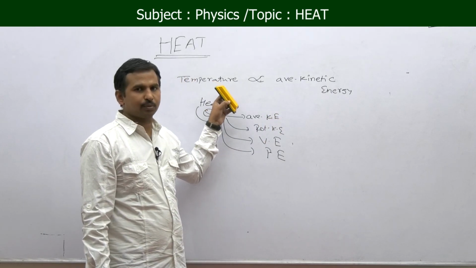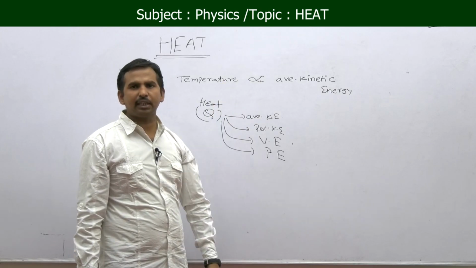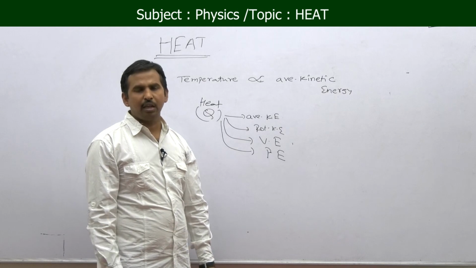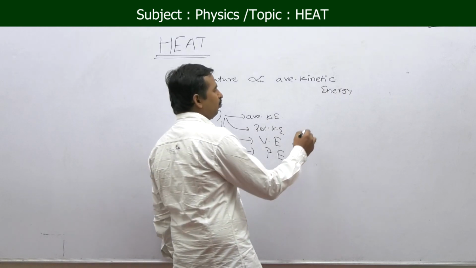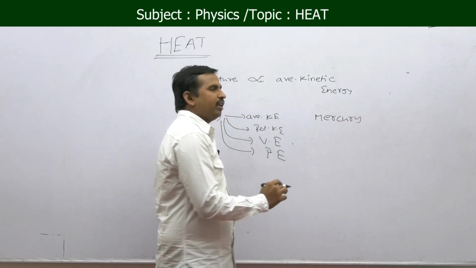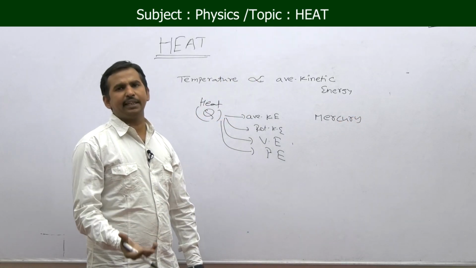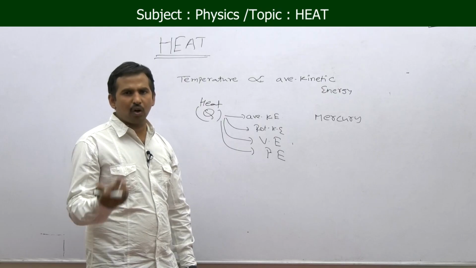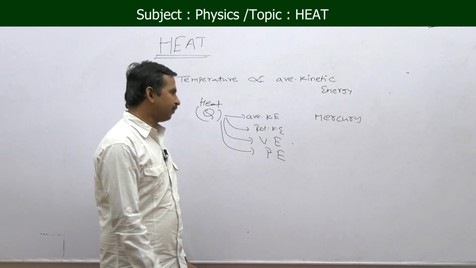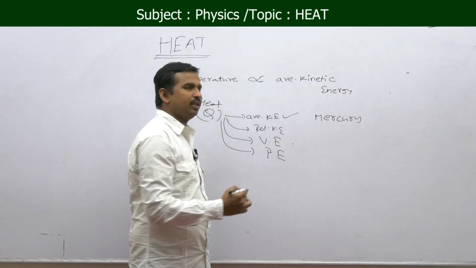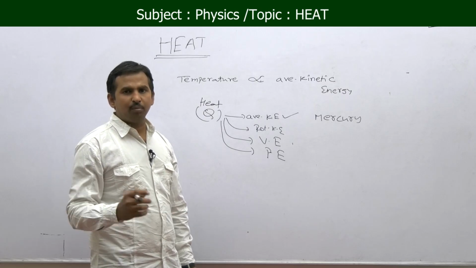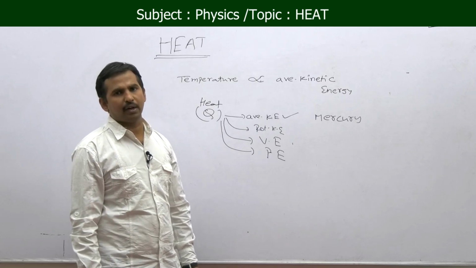If it is utilizing the heat energy more for average kinetic energy, then there is a rise of temperature. It doesn't mean that every body has to increase its kinetic energy when heat is supplied. The best example is mercury. Mercury has a nature that whatever heat energy you give it, about 90% is utilized for raising its temperature, meaning it increases its average kinetic energy. So that's why mercury raises its temperature very fast.